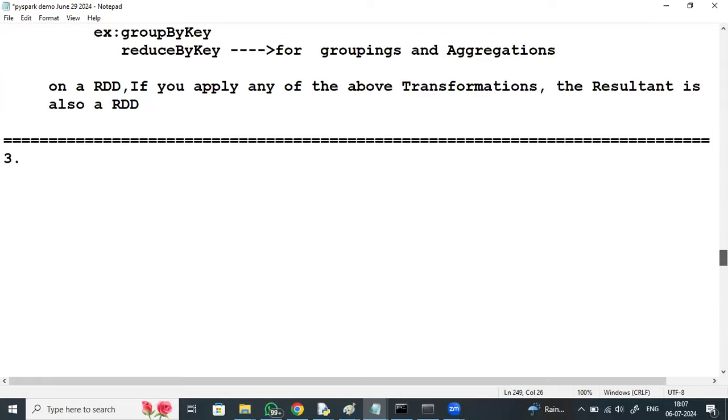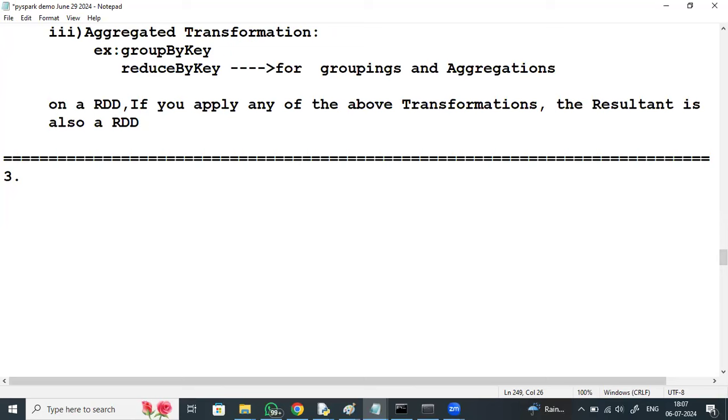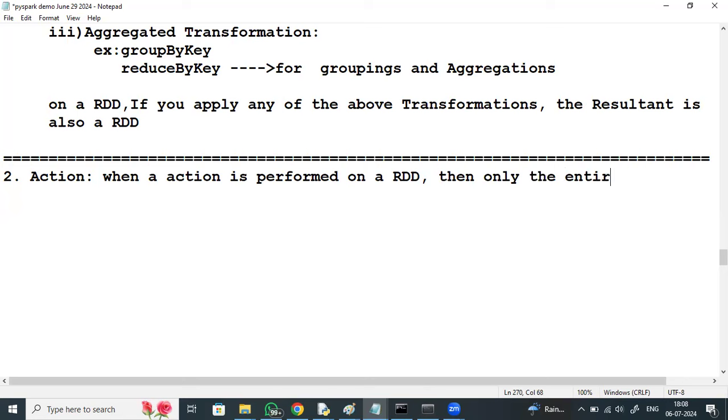What is the advantage of actions? If you want to execute the data flow, an action has to be performed compulsorily. So two things we can perform on an RDD: transformations and actions. When an action is performed on an RDD, then only the entire data flow will be executed from its root RDD.